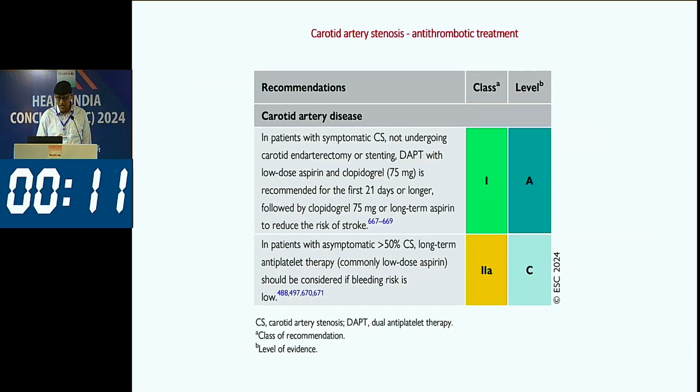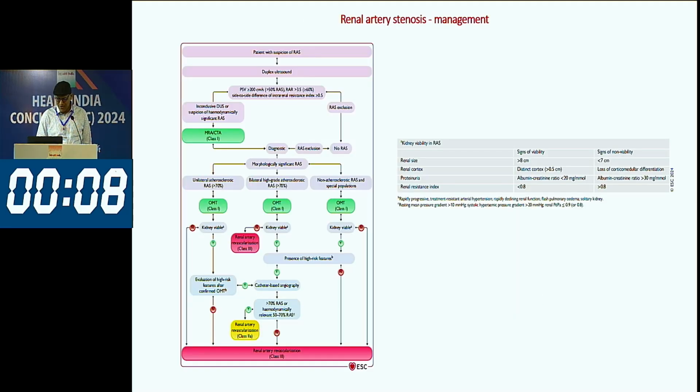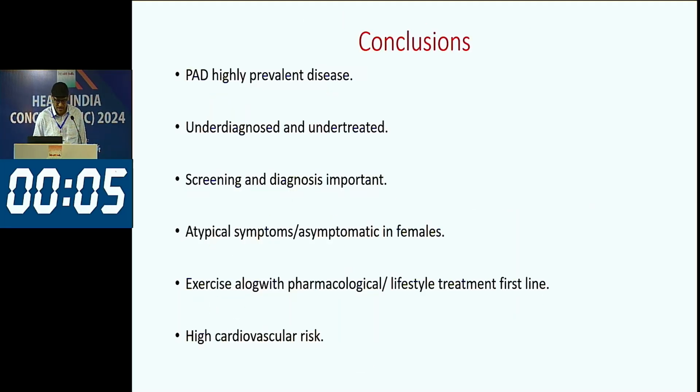So I'm not going into the carotid artery, or I think I'll just conclude because of the lack of time. So my final conclusions will be that peripheral arterial disease is a highly prevalent disease, underdiagnosed and undertreated. Screening and diagnosis is very important in this group of patients. Females have a lot of atypical symptoms or could be asymptomatic, what we call masked peripheral arterial disease. And exercise along with pharmacological and lifestyle treatment is the first line of management, and high cardiovascular risk is 4 to 5 times in these patients, which should be tackled with lifestyle and drug therapy.